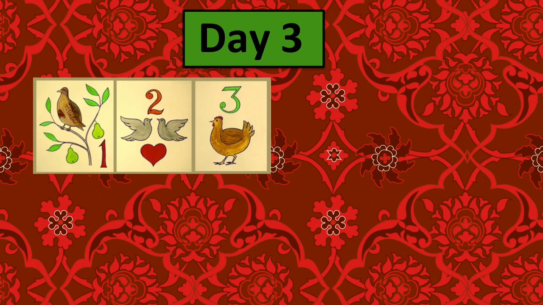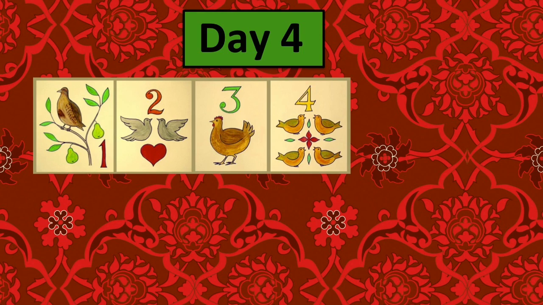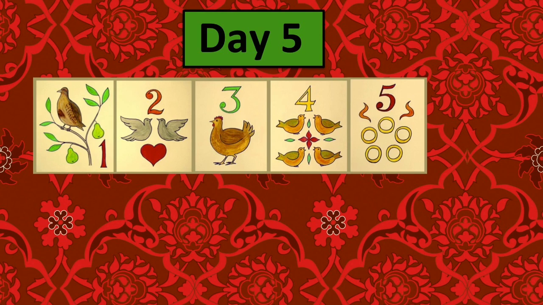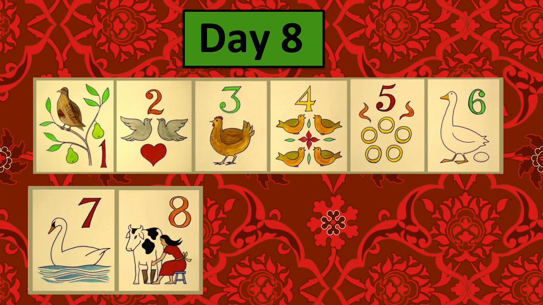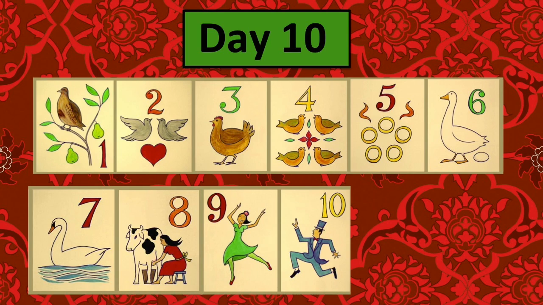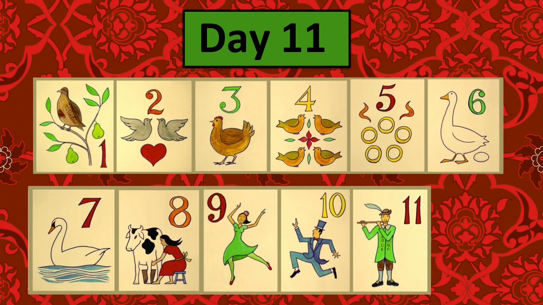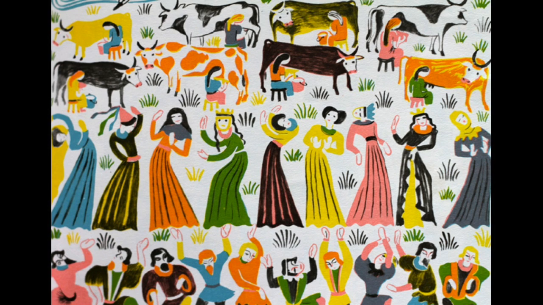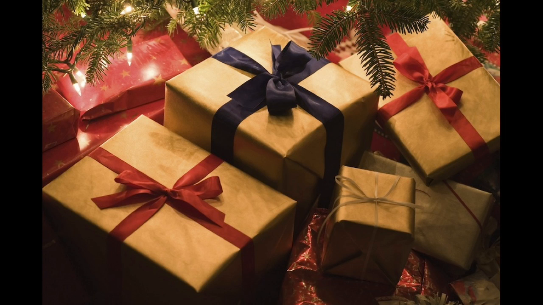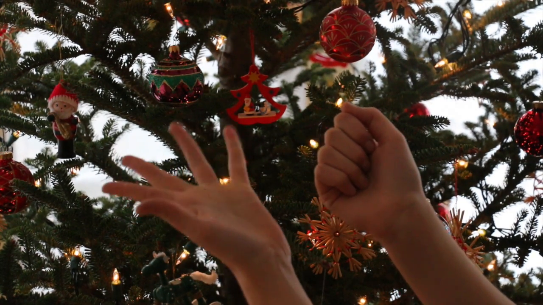On the third day, we add 3 French hens, then 4 calling birds, 5 gold rings, 6 geese a-laying, 7 swans a-swimming, 8 maids a-milking, 9 ladies dancing, 10 lords a-leaping, 11 pipers piping, and finally on the 12th day, 12 drummers drumming. So leaving aside the cost of the people and birds, we ask, how many gifts were given in total? Let's find a slick mathematical way to do this besides tedious counting.